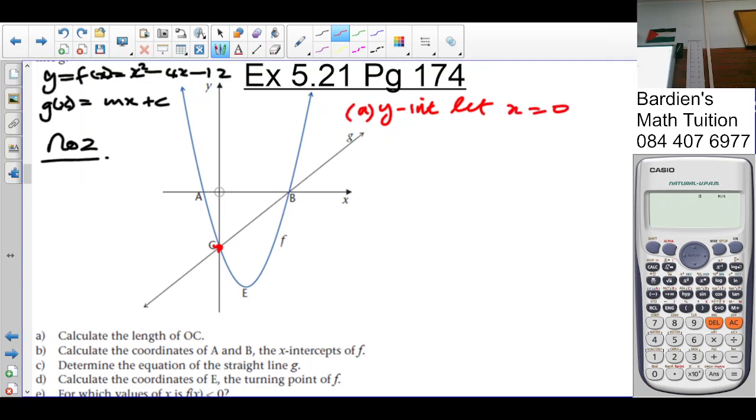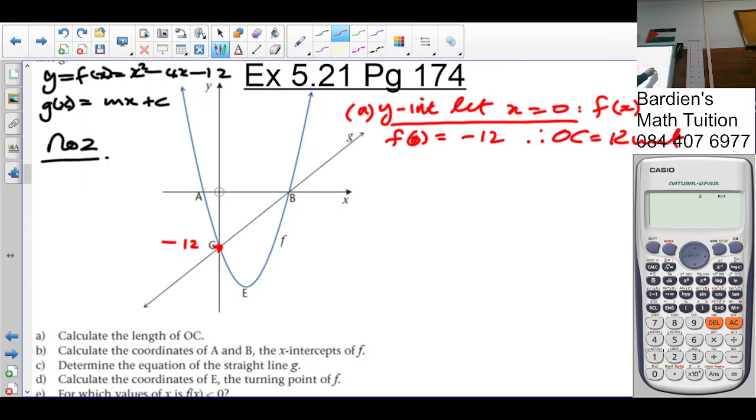Okay, and this is on the f of x graph. Okay, so f of 0 works out to be negative 12. So the coordinate of C is going to be 0 and negative 12. But that wasn't the question. The question was the length of OC. So what's the length of OC? 12. OC is going to be 12 units. Remember, length is never negative.